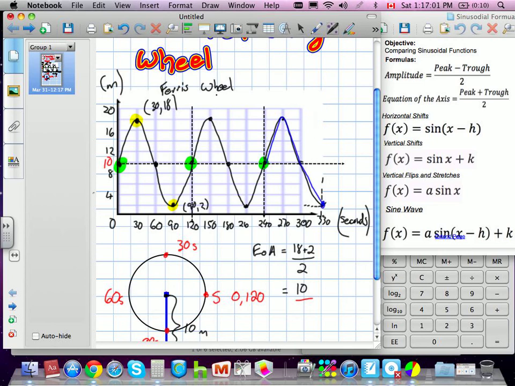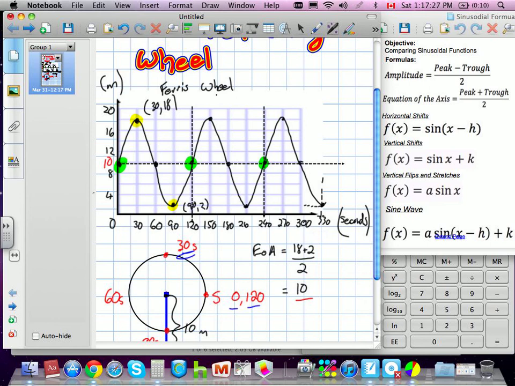Ferris wheel ends. How high in the air are we when we end? You're thinking seconds. Height. Yeah, we're 2 meters above the ground, which makes more sense. You can probably get down from there, right? And it ends after how many seconds? 330 seconds.